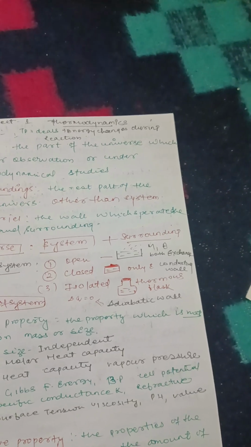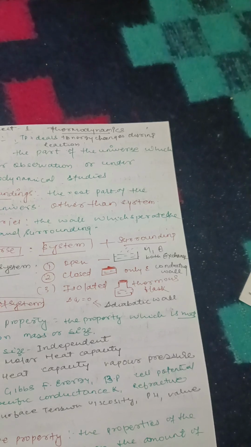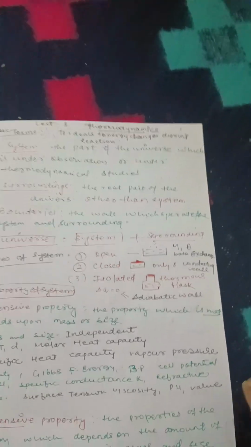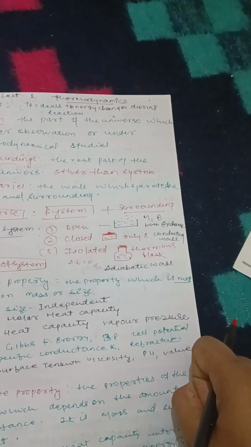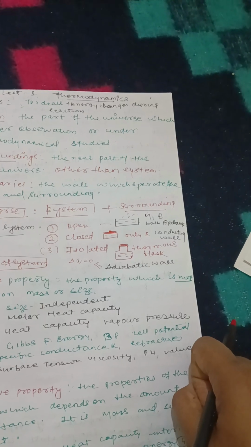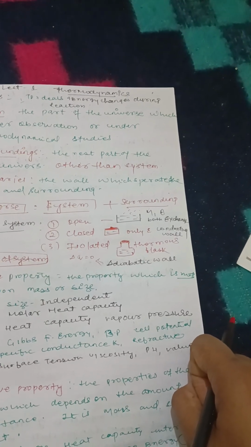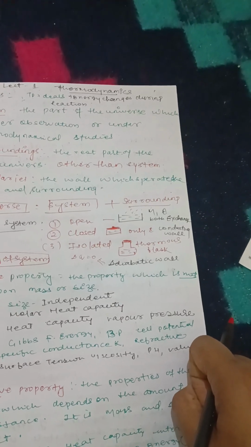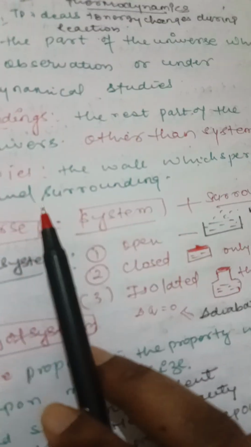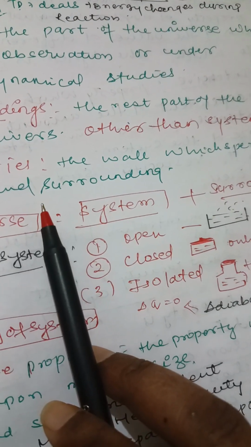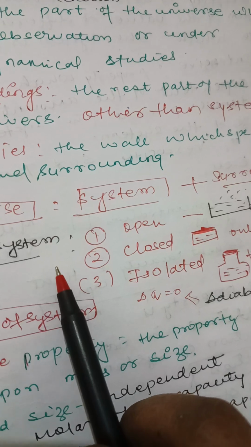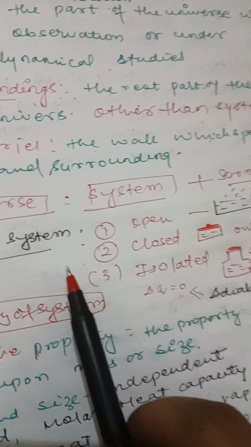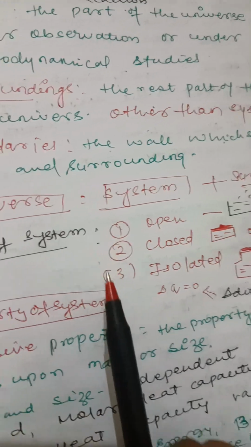What is the adiabatic wall? No heat exchange across the wall, meaning Q is equal to 0. And what is the diathermic wall? Heat can be exchanged across the wall, meaning Q is not equal to 0. So in an adiabatic wall no heat is exchanged across the wall, Q is 0, but in a diathermic wall Q is not equal to 0.